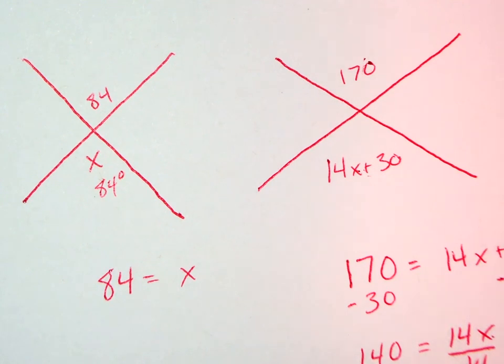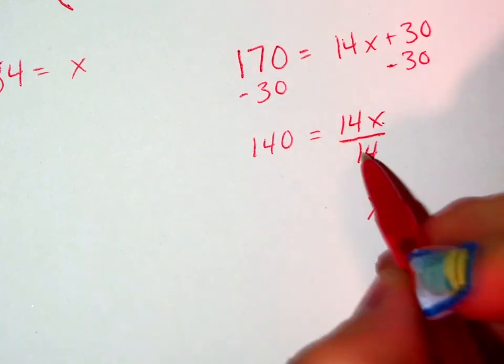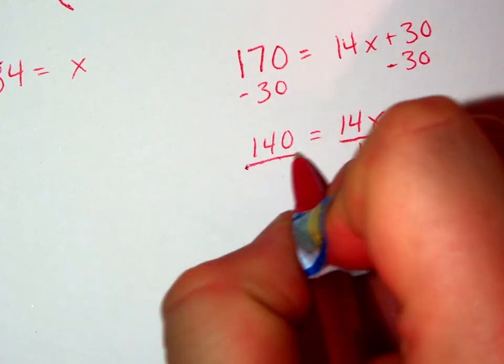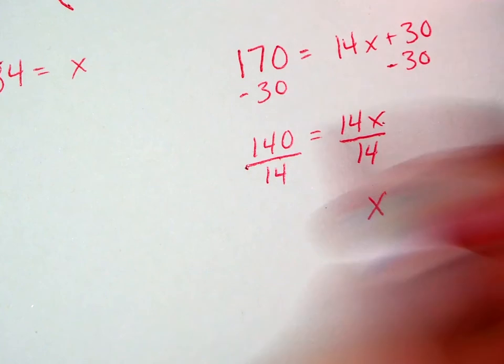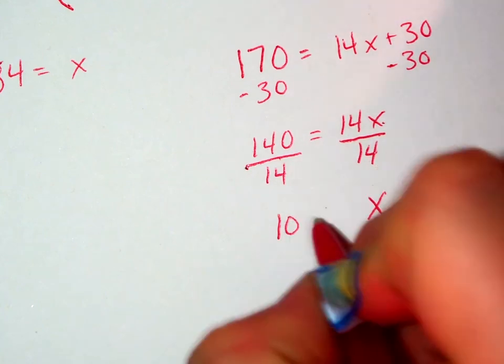14 over 14 is 1, so that will drop down an x. Anything I do to one side of the equation, I've got to do to the other side of the equation. So I'm going to divide that side by 14. 140 divided by 14 is 10.